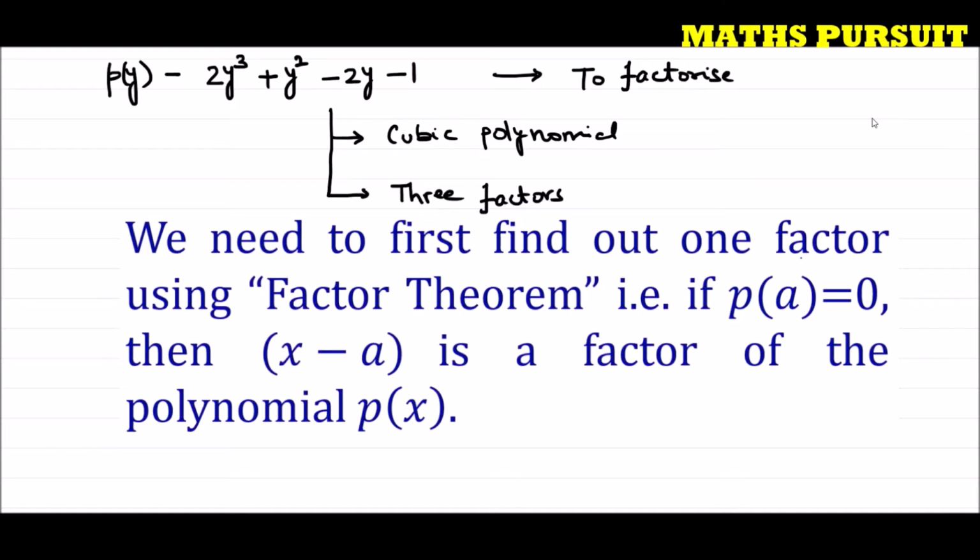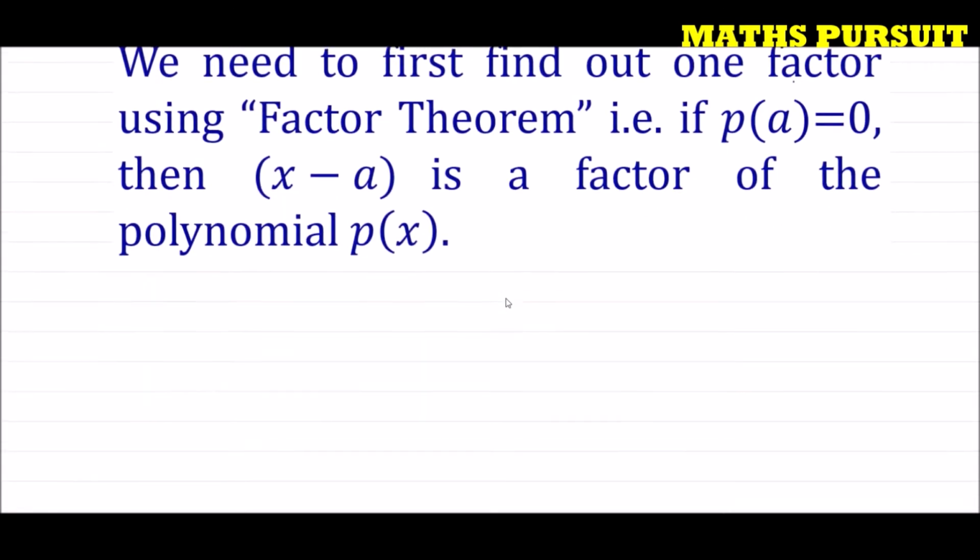We very well know that the factor theorem says that if p(a) is equal to 0, then x - a is a factor of the polynomial p(x). Keeping this in mind, let us find out for what value of y, p(y) is equal to 0. Now, let me tell you how we can do this.